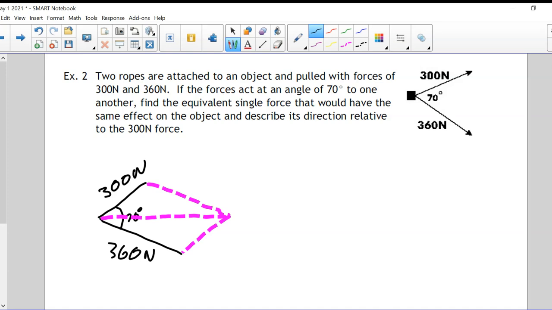Does anyone not remember how we did this before? How would I set this up? Which of the trigonometric concepts did we use to do this? Trigonometric tools, the cosine law. Thank you, Sarah. Okay, let's move on and do that then.